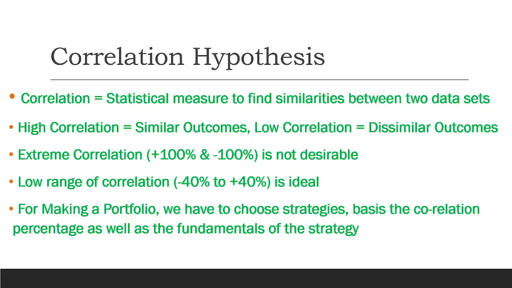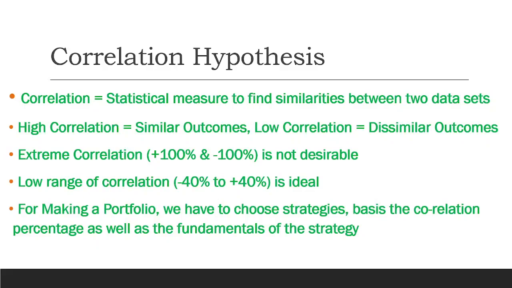Ideally, we are looking for a correlation percentage which is between minus 40 to plus 40. Now, why minus 40? Because once you have a broader portfolio, you need something which will help support a particular data set, which in this case could be a directional strategy versus a non-directional strategy, that will help in balancing it out. So that's why negative will work.